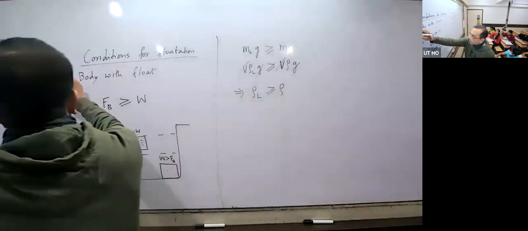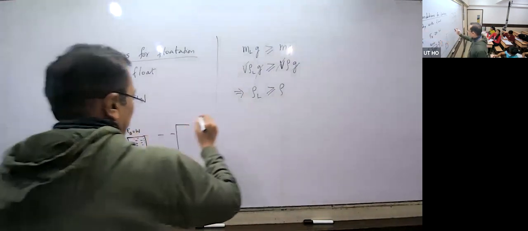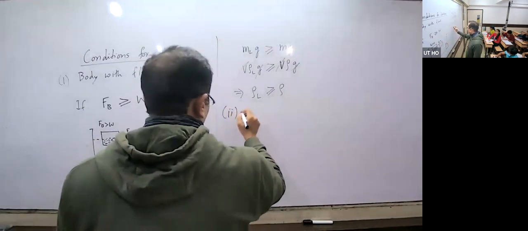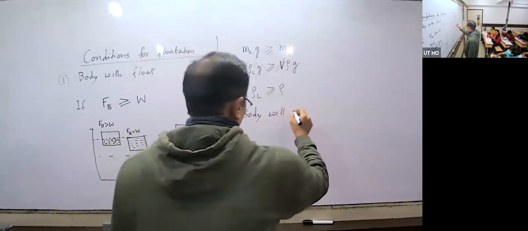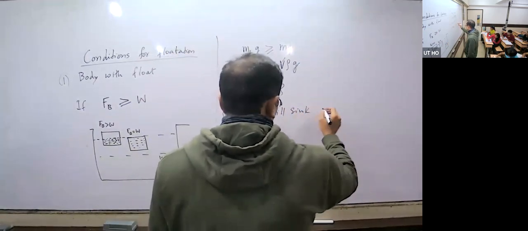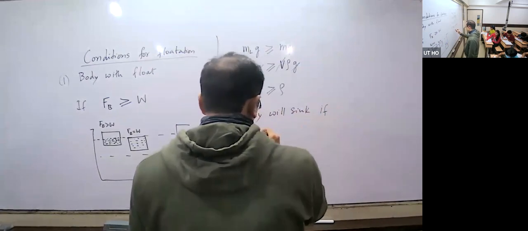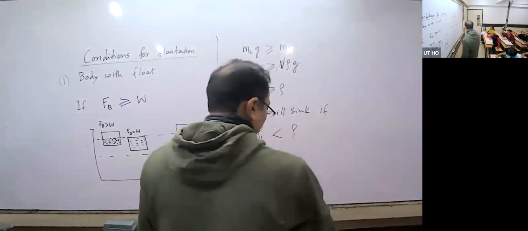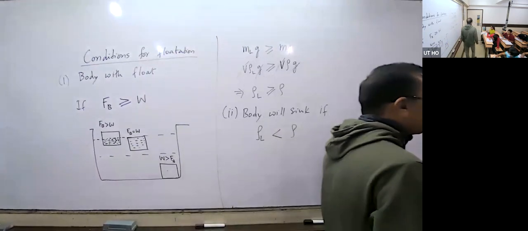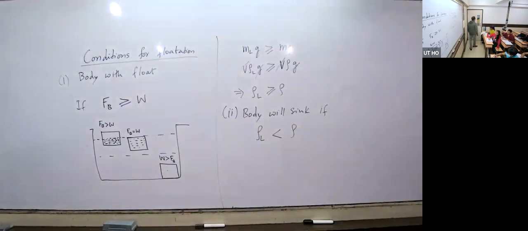So this was case one. Body will sink when, same, if density of the liquid is less than density of the body. Then it will not be able to hold it. By the same logic, just reverse the relation.